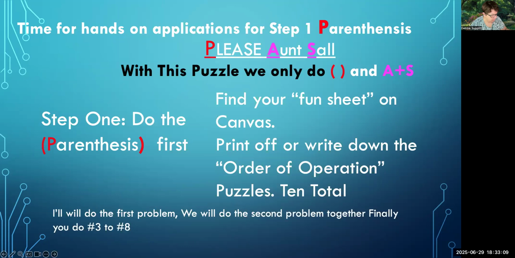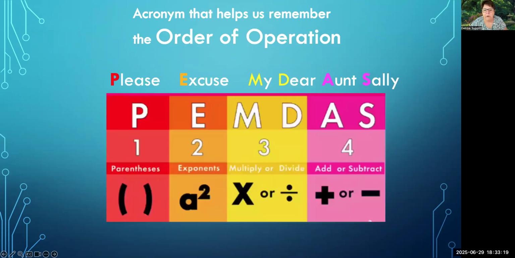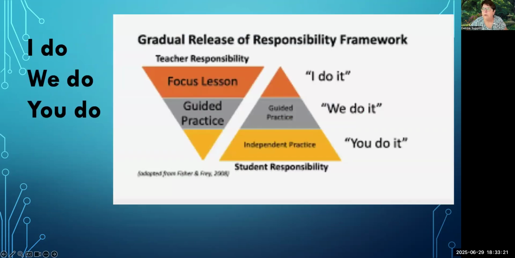Let's look right here. And I'm going to stop the clock. And that's 6 minutes, so I've got to cut a minute off of that. But let me just go through this really fast. And we talk about our fun sheets. We do a gradual release of responsibility framework. So I do it, we do it, you do it. And as you can see, the focus of the lesson, the guided practice, I'll do it, we'll do it together, and then you do it.